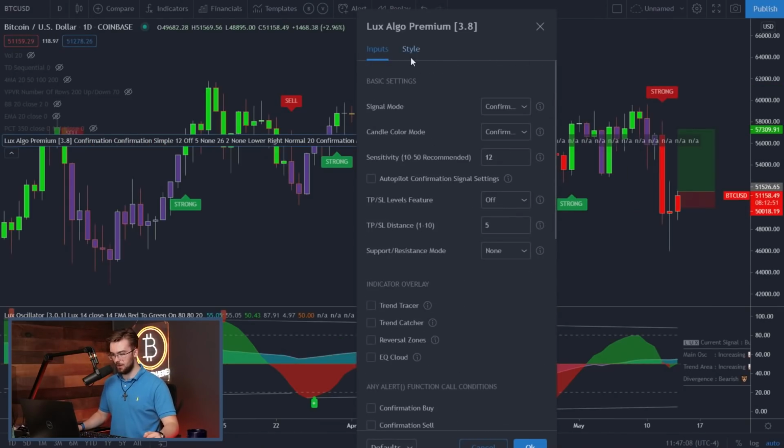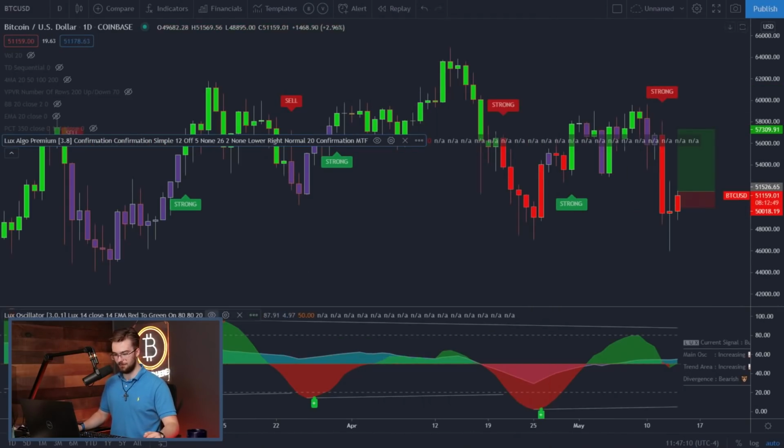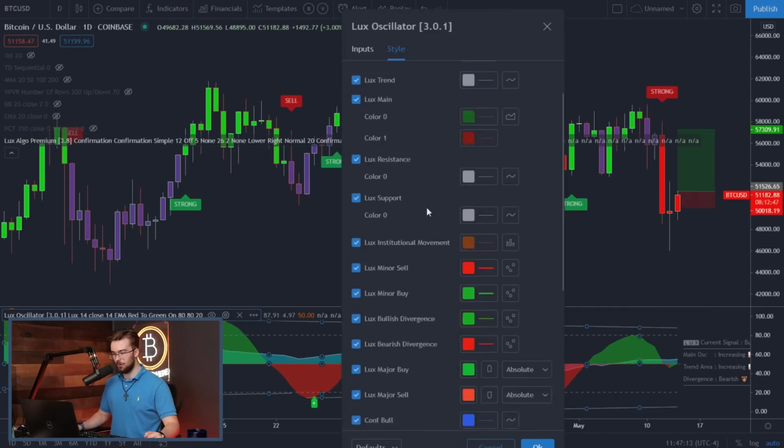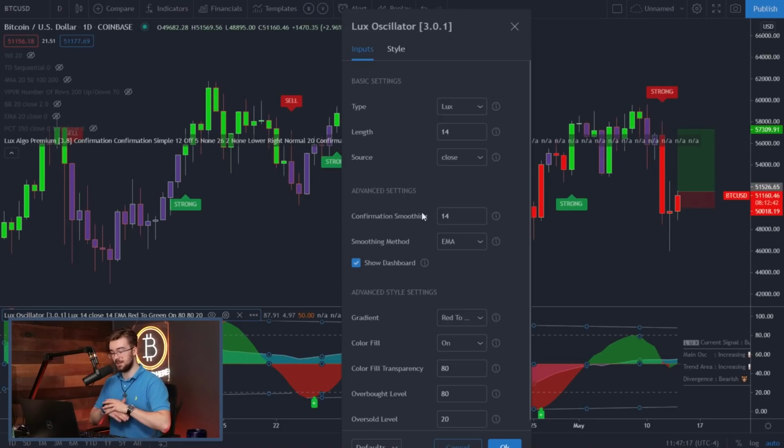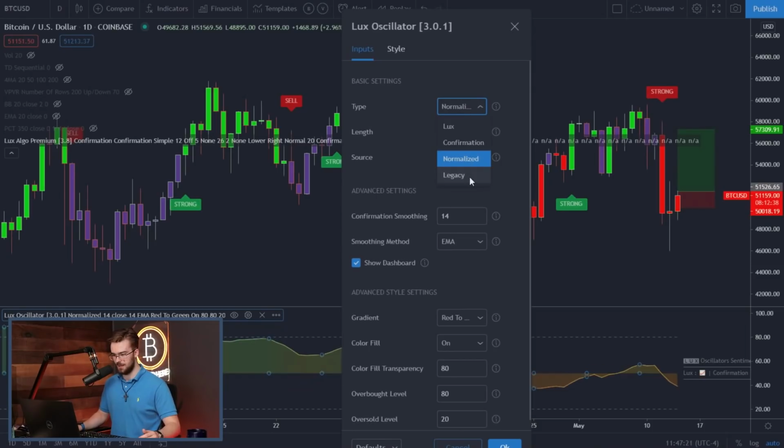And by the way, guys, just so you know, there are a ton of different features and functionalities in here. I am only scratching the surface of what we have here. And quite frankly, I still need to learn a lot of this because there is so much here that is really, really interesting. We have Lux and confirmation and normalize and legacy. Guys, there are so many things to look at in this indicator.